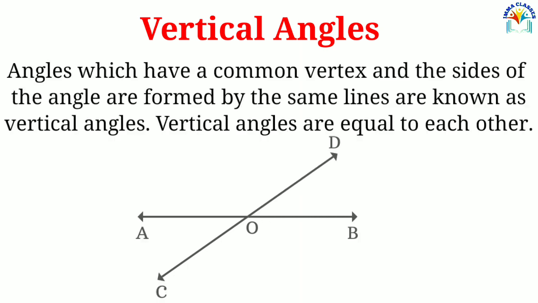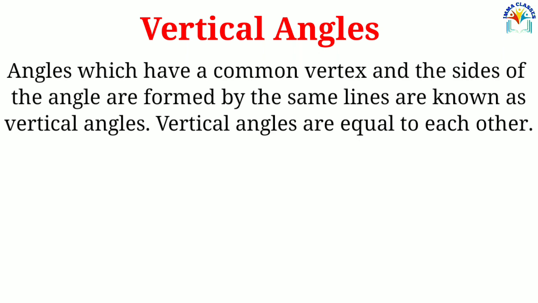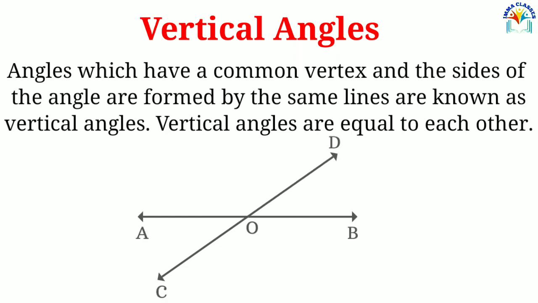Number 3. Vertical angles. As you can see in the GIF, the angles in green color have the common vertex O and the common lines AB and CD. This pair of angles is called vertical angles. Similarly, the angles in yellow color have the common vertex O and the common lines AB and CD. This pair of angles is called vertical angles. The interesting fact is that they are equal in measure.